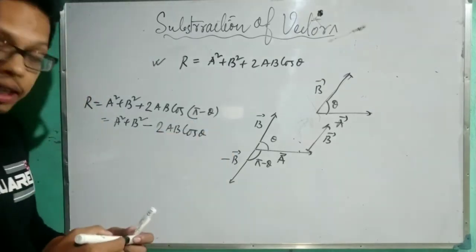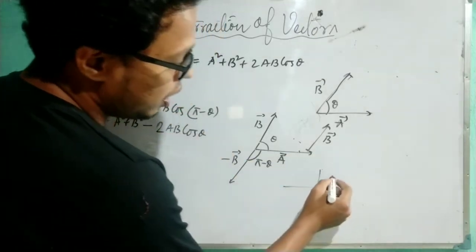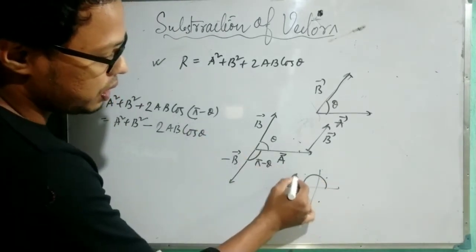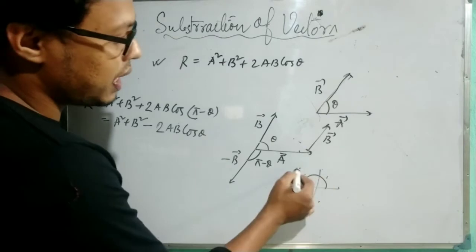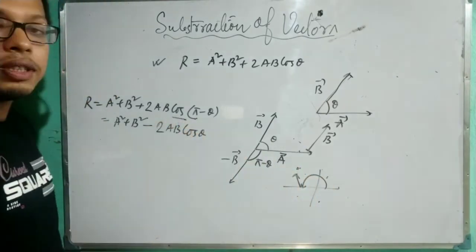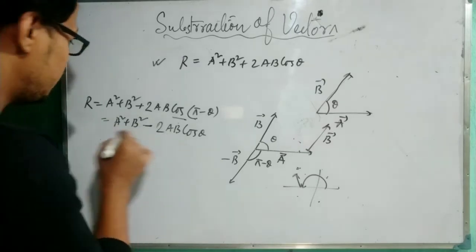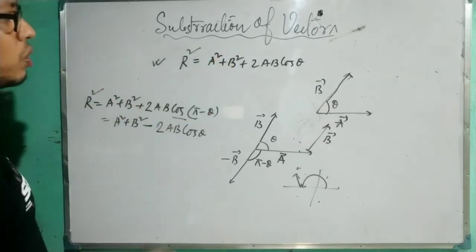Cos pi minus theta means in which quadrant? All sine tan cos. So pi minus theta means second quadrant. In the second quadrant, sine is positive, but here cos is given, that's why a minus term will come. So A square minus 2AB cos theta plus B square. This is R square.